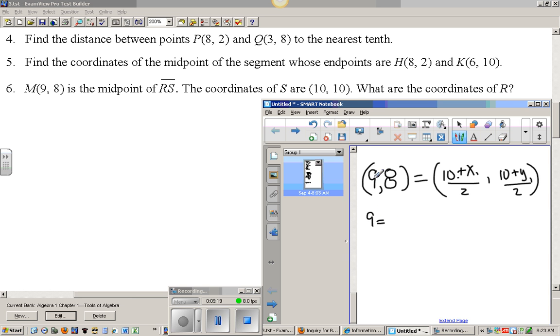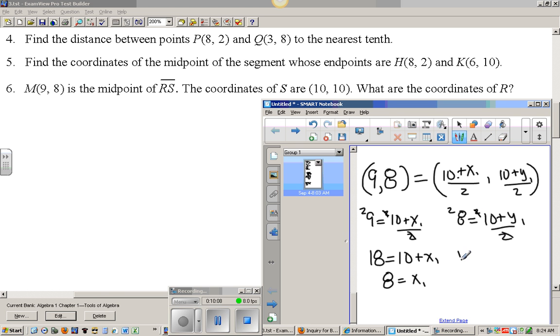So now I have 2 different equations. I have 9 equals, which is my x coordinate, and it equals the x coordinate here of 10 plus x1 divided by 2. Also have 8 equals 10 plus y1 divided by 2. So I have 2 equations that I will have to now solve. Get rid of the fraction or the division, so multiply on both sides by 2. 2 and 2, here it cancels, so I have 18 equals 10 plus x1. If I subtract, x1 is 8. Same process here. Move the 10 across. 6 is equal to y1. So therefore, my endpoint is at 8, 6.